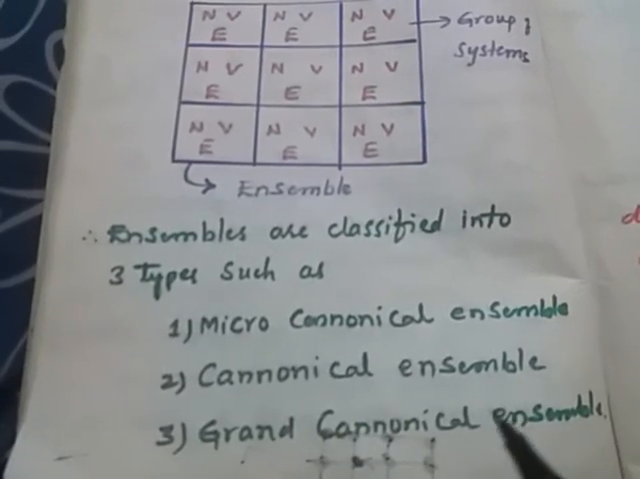So ensembles are classified into how many types, students? Three types. What are they? The microcanonical ensemble, the canonical ensemble, and the grand canonical ensemble. One is the microcanonical ensemble, second is the canonical ensemble, and third is the grand canonical ensemble.